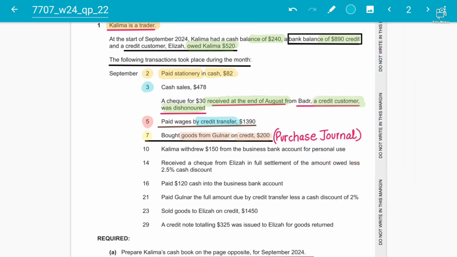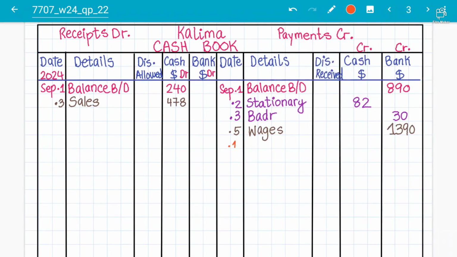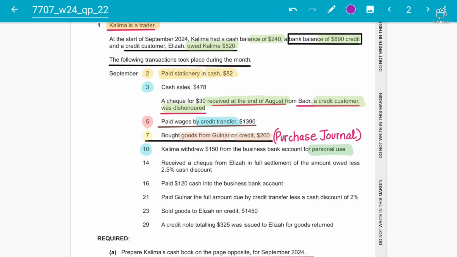Next is a very important transaction, in which on September number 10th, Kalima is withdrawing $150 from the business bank account for personal use. So she is taking out some money from the business bank account for personal use. As always, personal use means that it is drawings. Kalima is doing some drawings. So on September number 10th, some money is taken out from the business bank account for personal use. So that is drawings, and the drawings amount was $150. Okay, so the drawings amounted to 150 taken out from the bank account on the credit side.